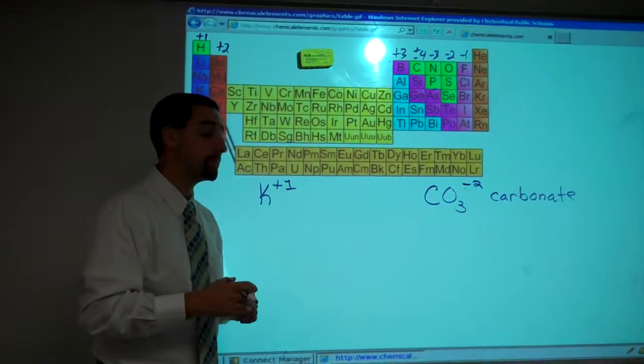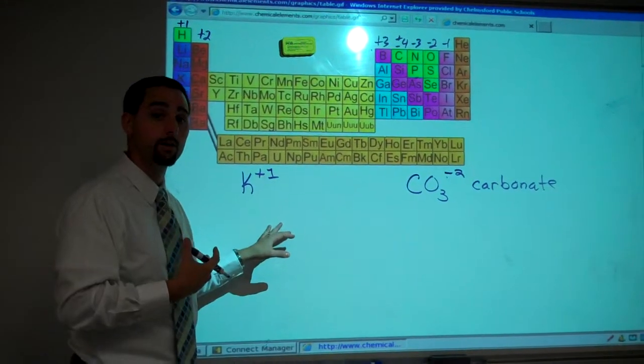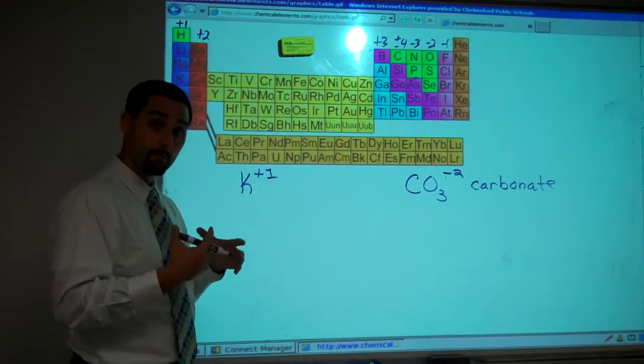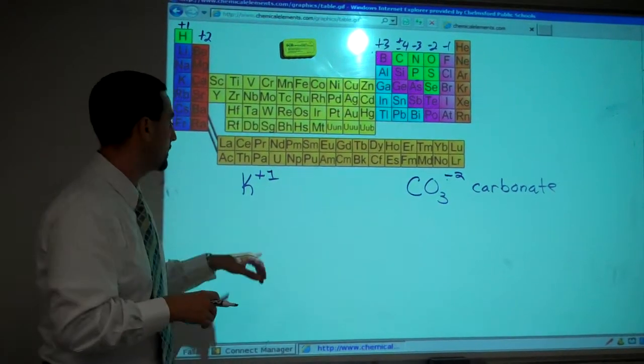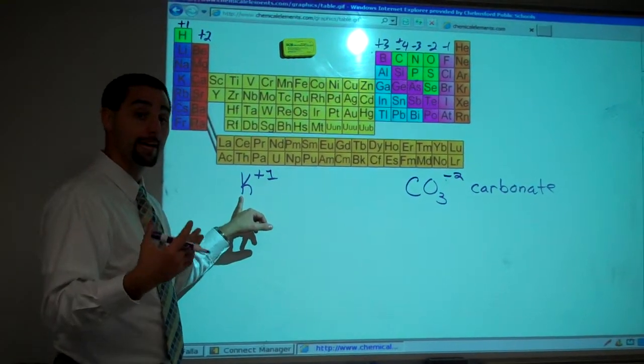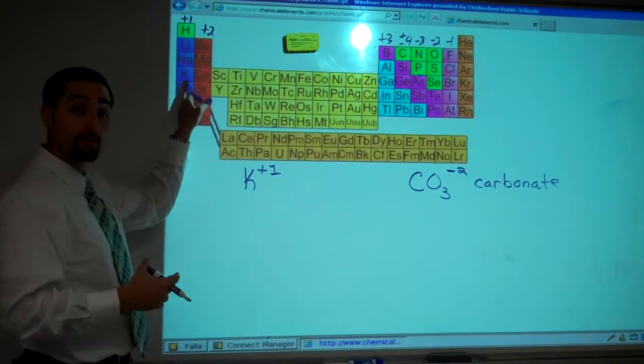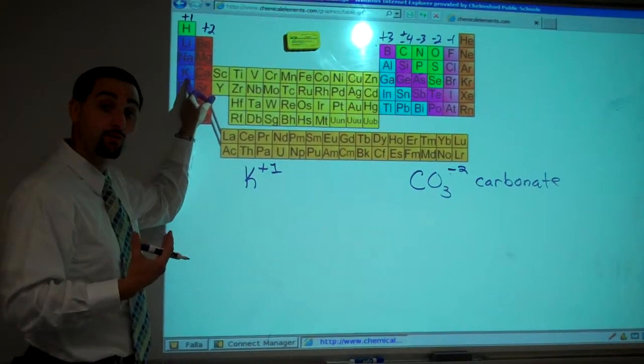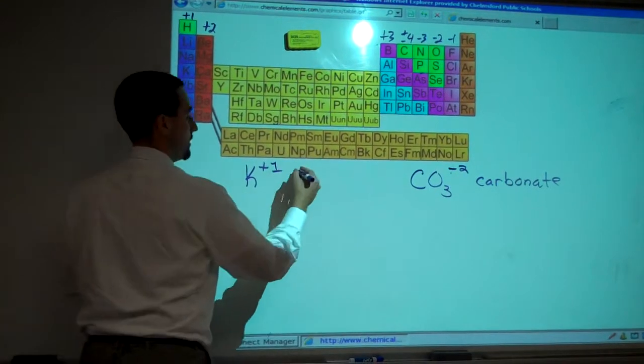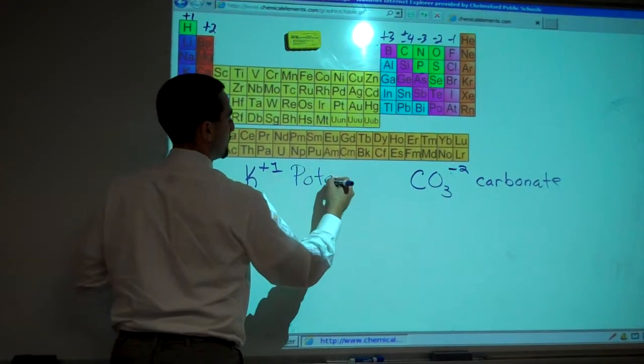Okay, last session we spoke about how to name simple binary compounds. What we're going to do today is make some of these problems more complicated, using first the cation for potassium, which, since potassium is in the first group, forms a 1+ charge. So this is called the potassium ion.